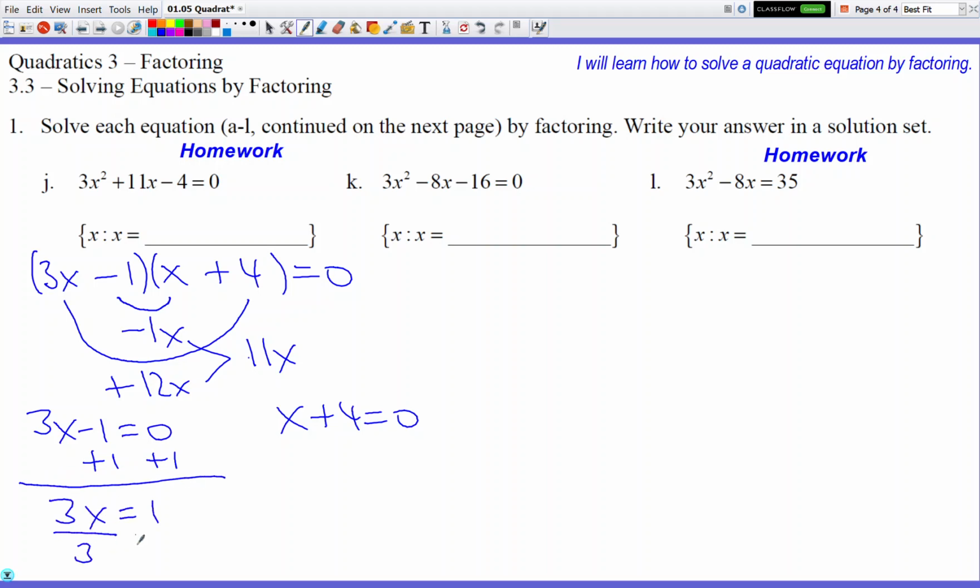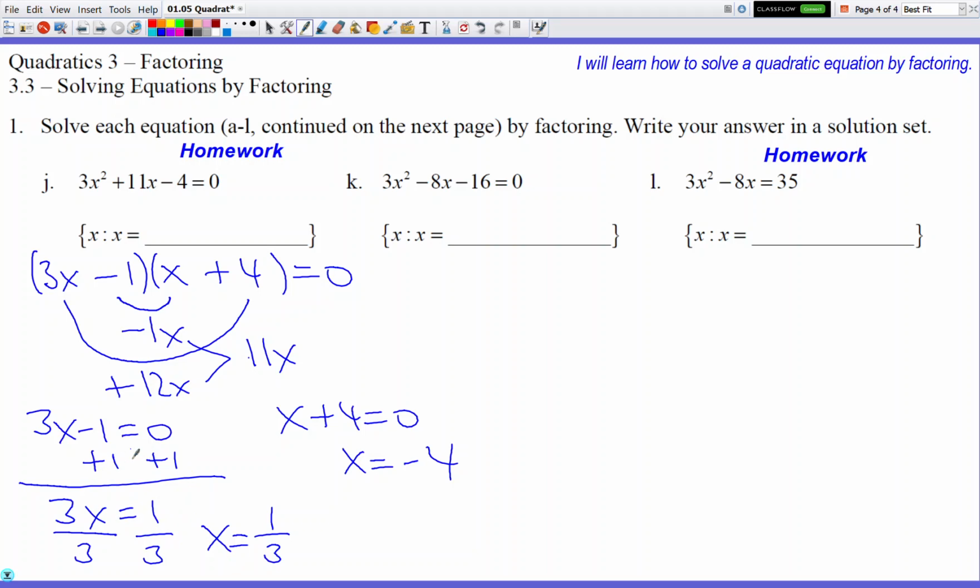Divide by 3, so I get x equals 1/3. Okay, and this right side one, I'm just going to subtract 4 from both sides. You can probably just see it happening in your head, so negative 4. But this left side problem, right? You have to add the 1 to get 3x equals 1. Divide by 3, you get x equals 1/3. So it took a little bit more work on this left side.